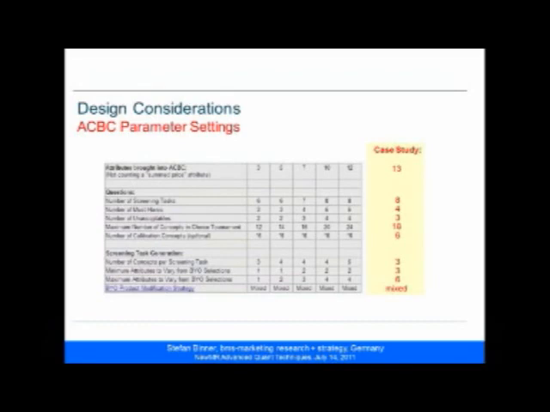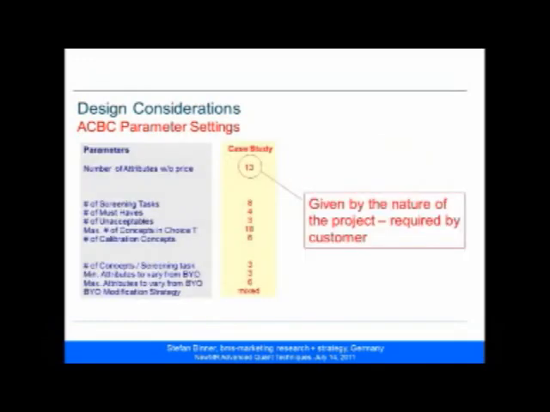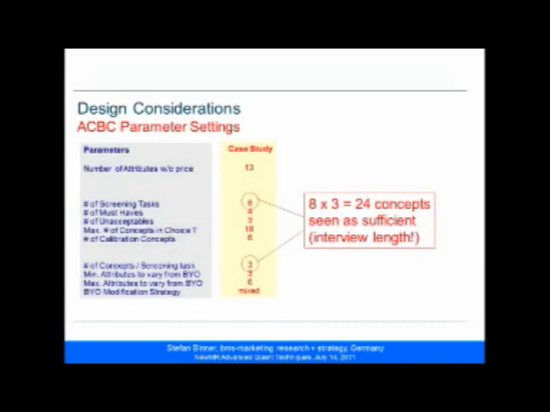When we did the study, we felt a bit unsure. We have 10 years of experience or more with CBC, but we didn't have so much experience with ACBC. So we tried with our feeling to set these parameters, and I can tell you how we did that. We had 13 attributes because that was given by the nature of the product. The customer needed these 13 attributes. We selected 8 screening tasks with 3 concepts. We thought that is sufficient.